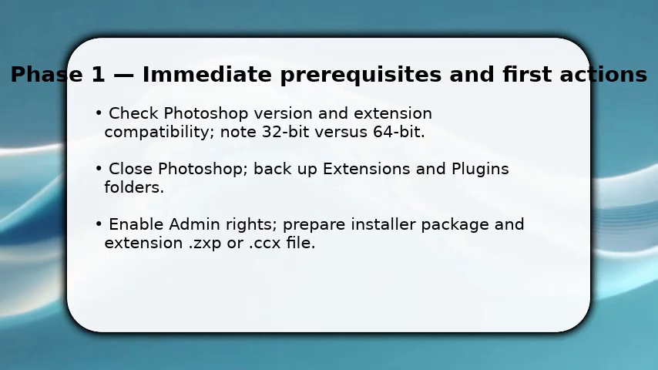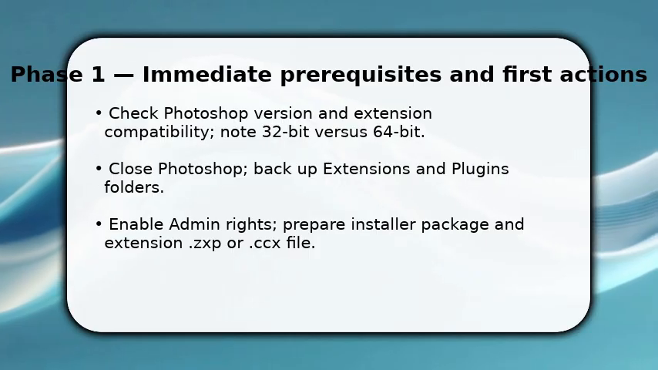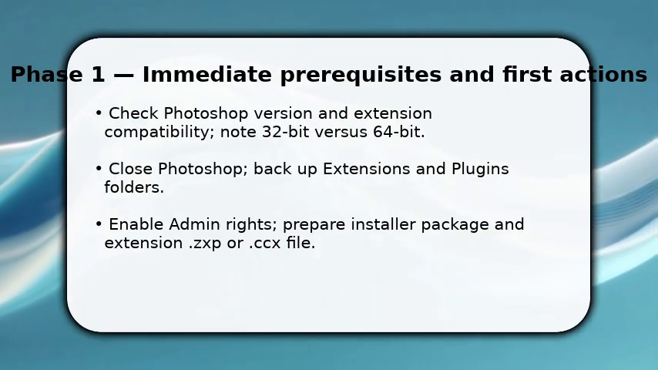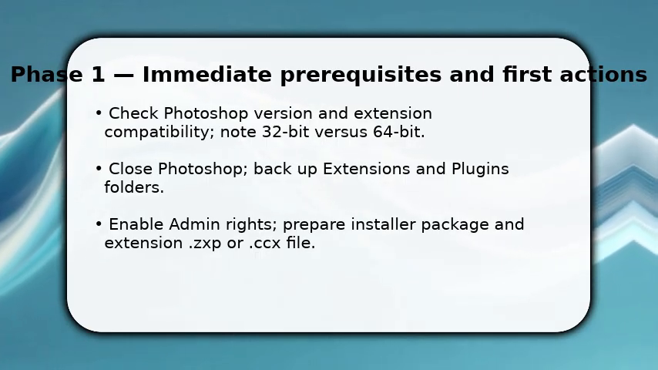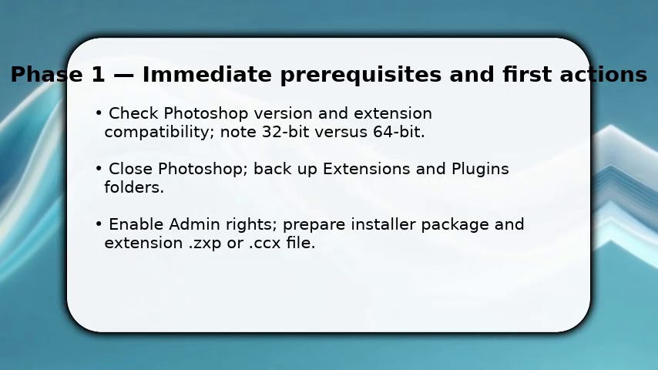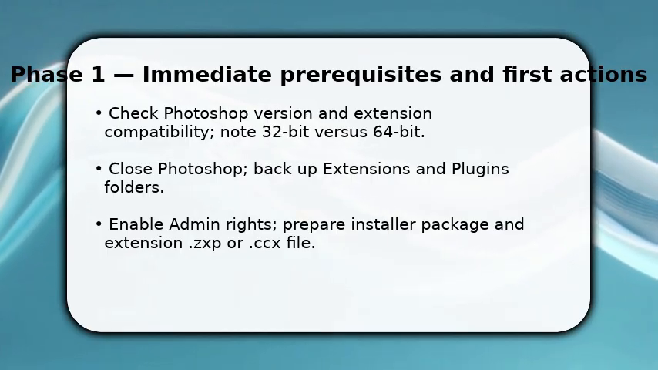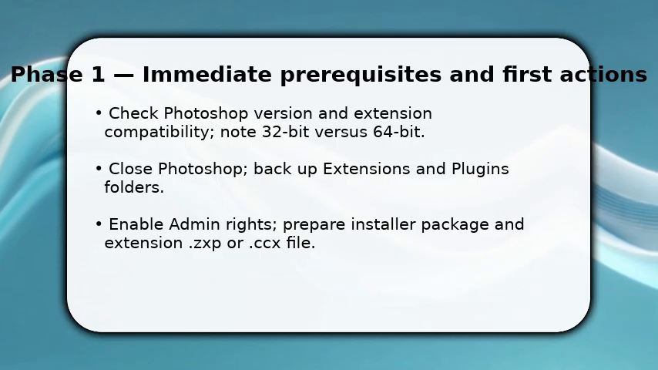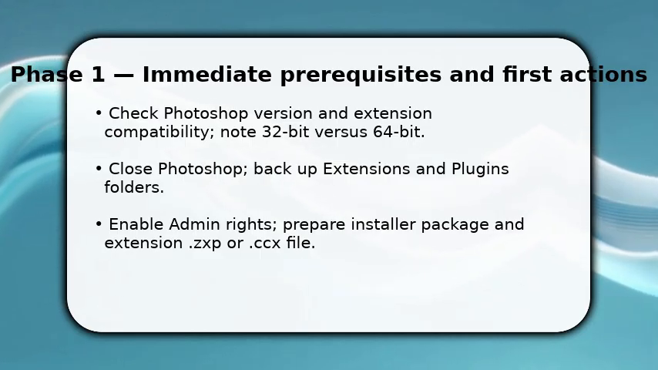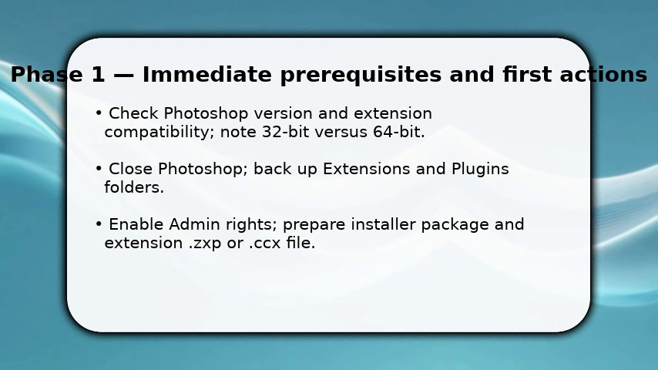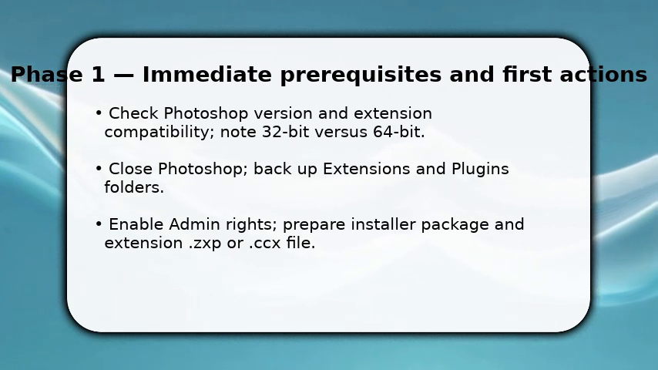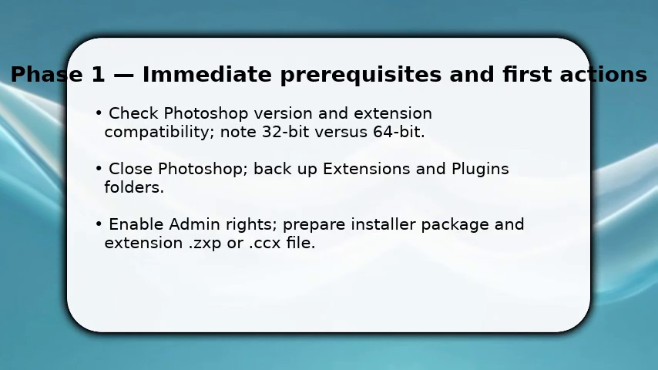You start by confirming the exact Photoshop build and the extension's required environment because mismatched versions are the most common cause. Once done, close Photoshop and back up your extensions and plugins folders to avoid data loss. Make sure you run the installer as an administrator. Installers often need elevated rights to write to Program Files. If the extension is ZXB or CCX, have the signed package ready. These steps set the stage for installation and reduce permission or compatibility errors later.